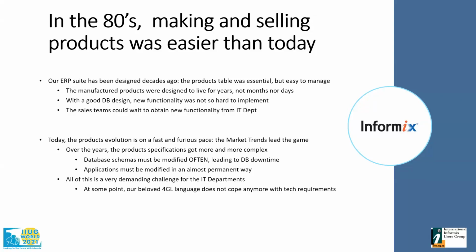So achieving new functionality was something that was really talked about with people, and easier to achieve due to more talking, let's say. Now, today, the world has changed. I mean, obviously, we all know that the world has changed a lot since the last year and a half, but that's another topic. But something undeniable is that the world is nowadays on a fast and furious pace. I mean, market trends lead the game, and the poor techies, the poor DBAs and poor developers just have to follow. So that's how it happens.